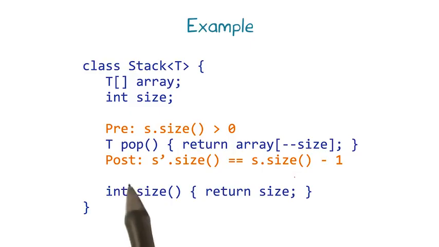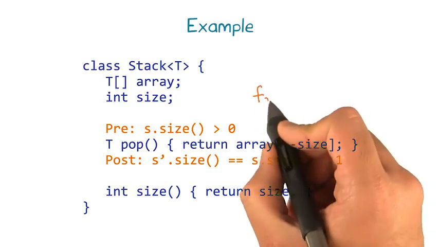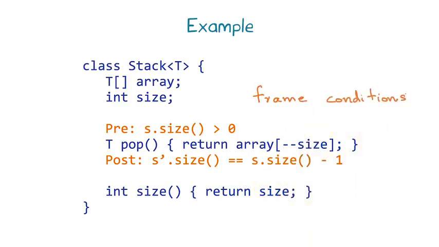For instance, this post condition says nothing about the remaining n-1 elements on the stack. For example, whether they are in the same order as before, or even whether they are in fact the same objects as before. Implicitly, this lack of mention is interpreted as saying that nothing else changes about the state of the program. These sorts of implied conditions are called frame conditions.